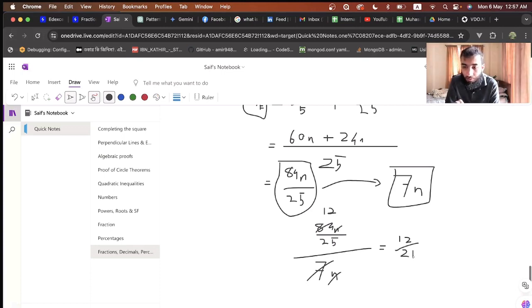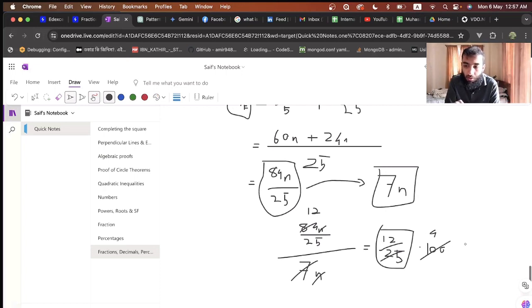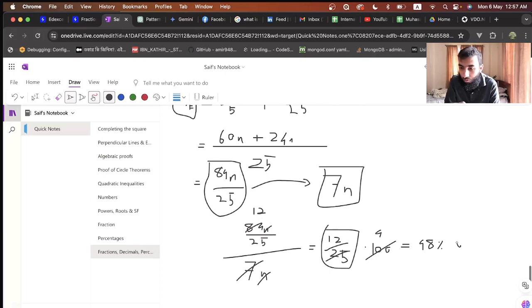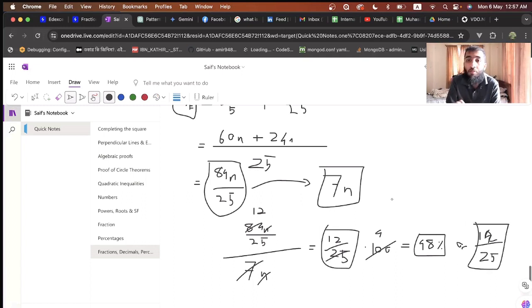This is the fraction of the people, almost 40%. I think it's 40%. If we multiply by 100, we get 48%, I think. Yeah, 48% of the people, or 12/25. You can denote it by either fraction or percentage. So 12 by 25 is the fraction of the people working full time in the company.